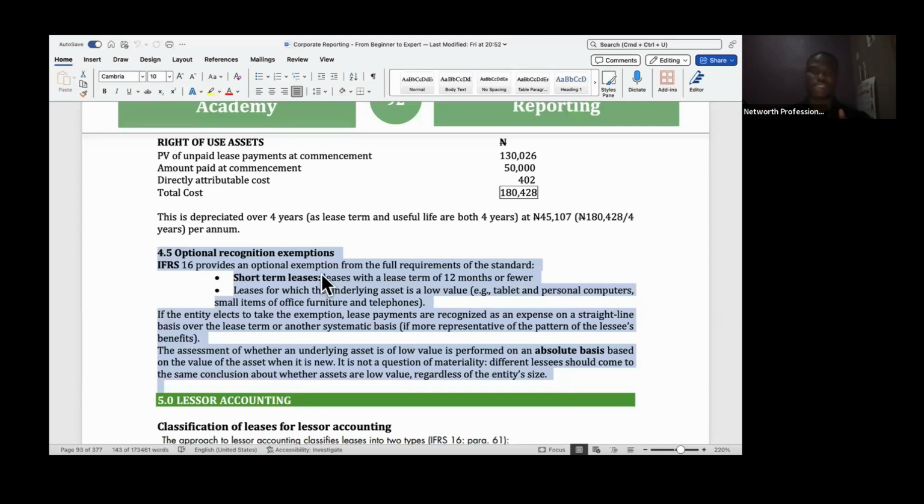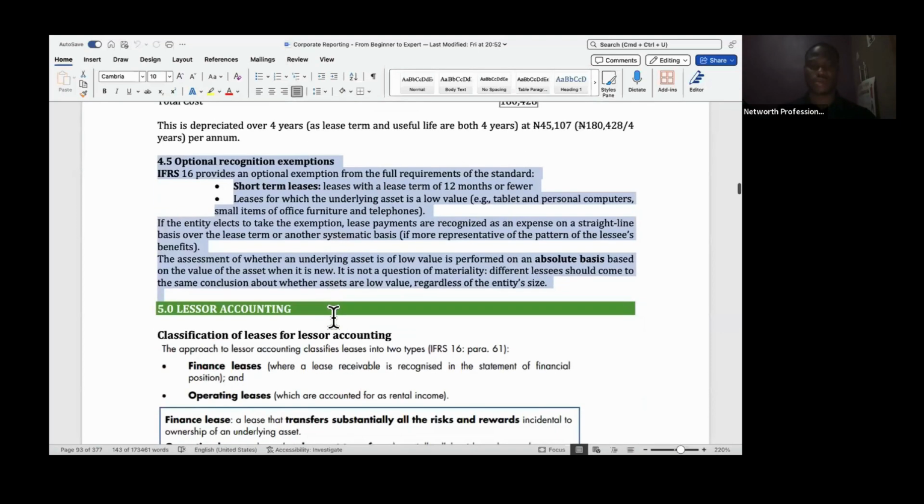One, for leases that are short-term. Two, for leases for which the underlying asset is of low value. If you have a lease contract that has any of these two elements, then you are exempted, in the sense that it's an optional exemption. If you choose not to recognize lease liability and right of use asset, fine, in such a way that the only thing you will recognize is the rent you are paying, either monthly or quarterly. Just put that in your P&L, and that's it. That is it for lessee accounting.